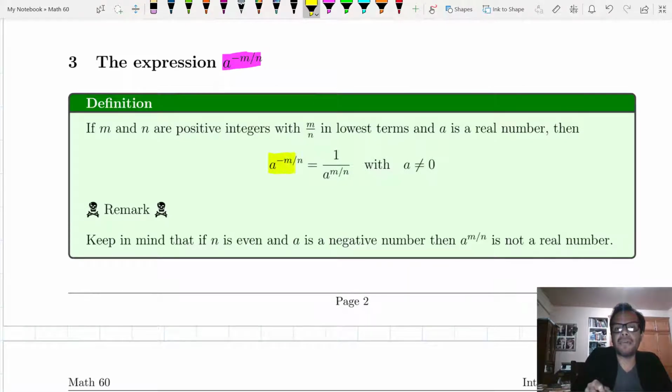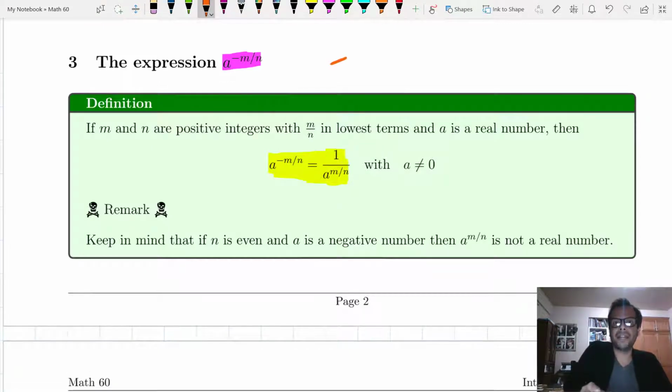Every time you have a negative rational exponent, write the whole expression in the denominator, so 1 divided by whatever number. Where is this coming from? You might remember from your previous algebra course.